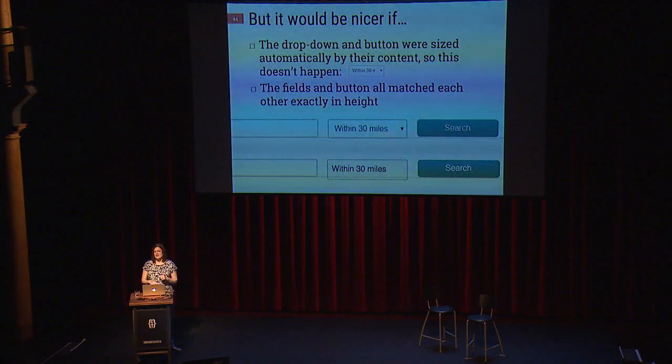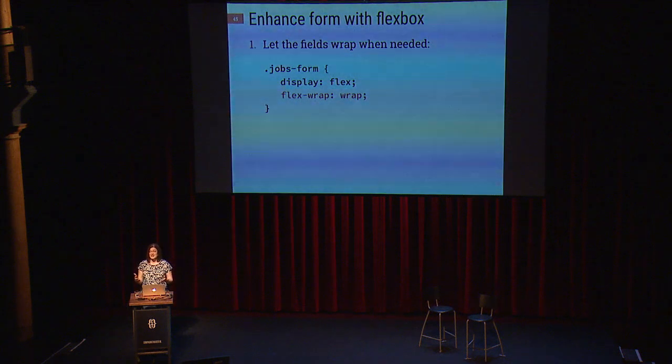The second problem is that there's a slight misalignment of the fields across the line, even though I use the same padding on all of them. Again, I could fix this by adjusting all the paddings, but again, it's going to vary a little bit by each browser, so it's also not a very reliable fix. But I can fix these tiny problems with a tiny bit of Flexbox.